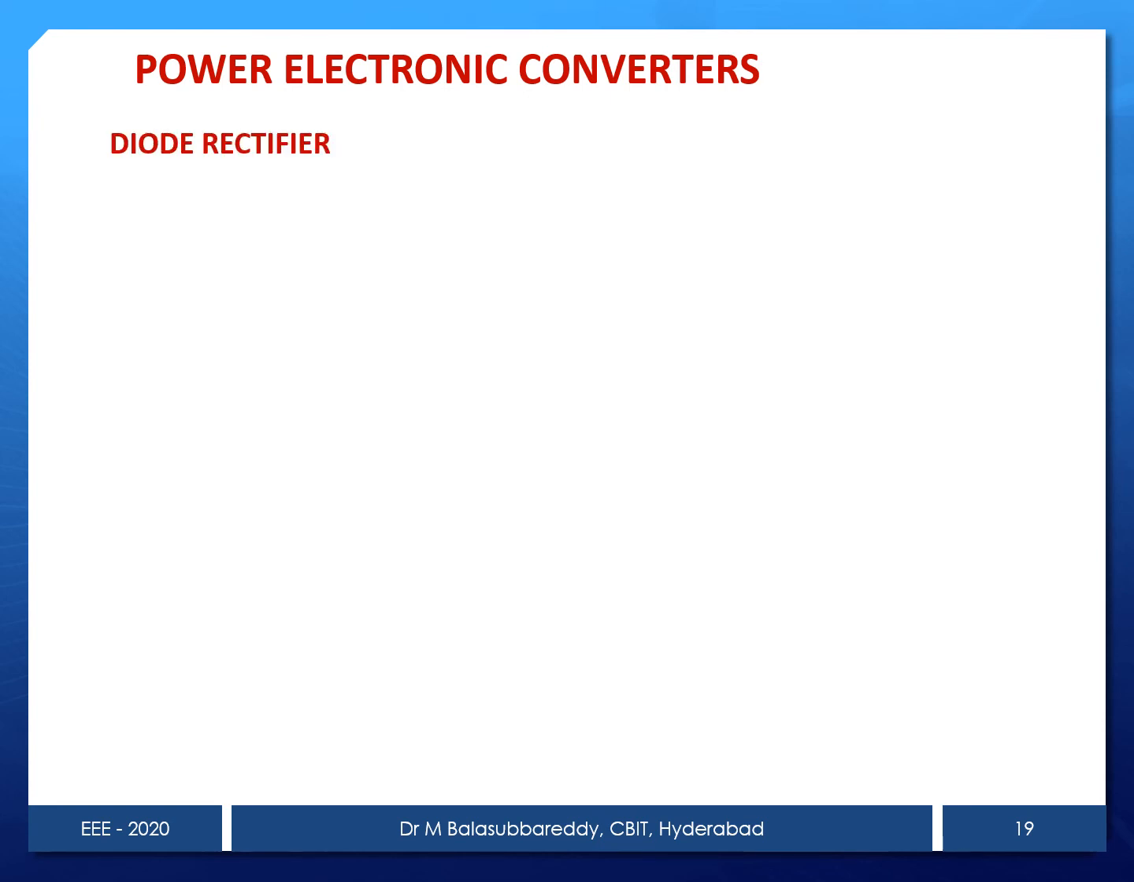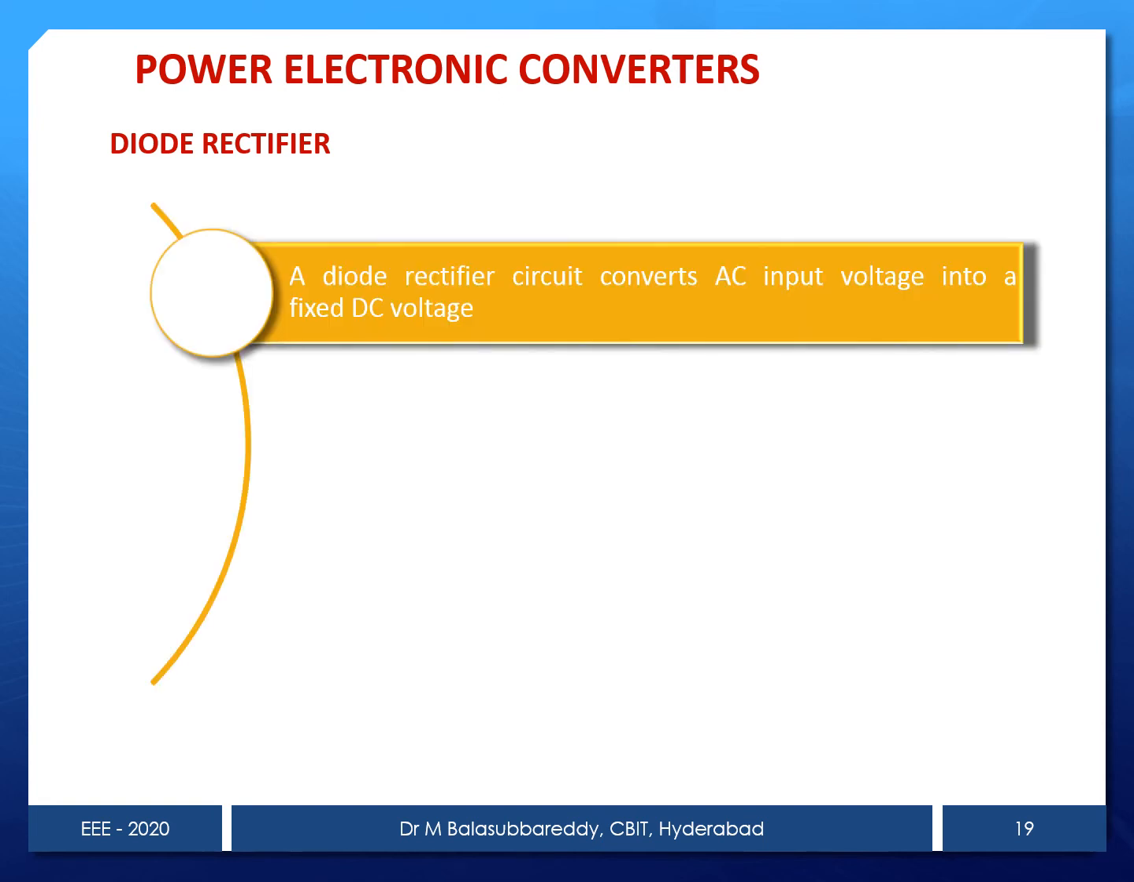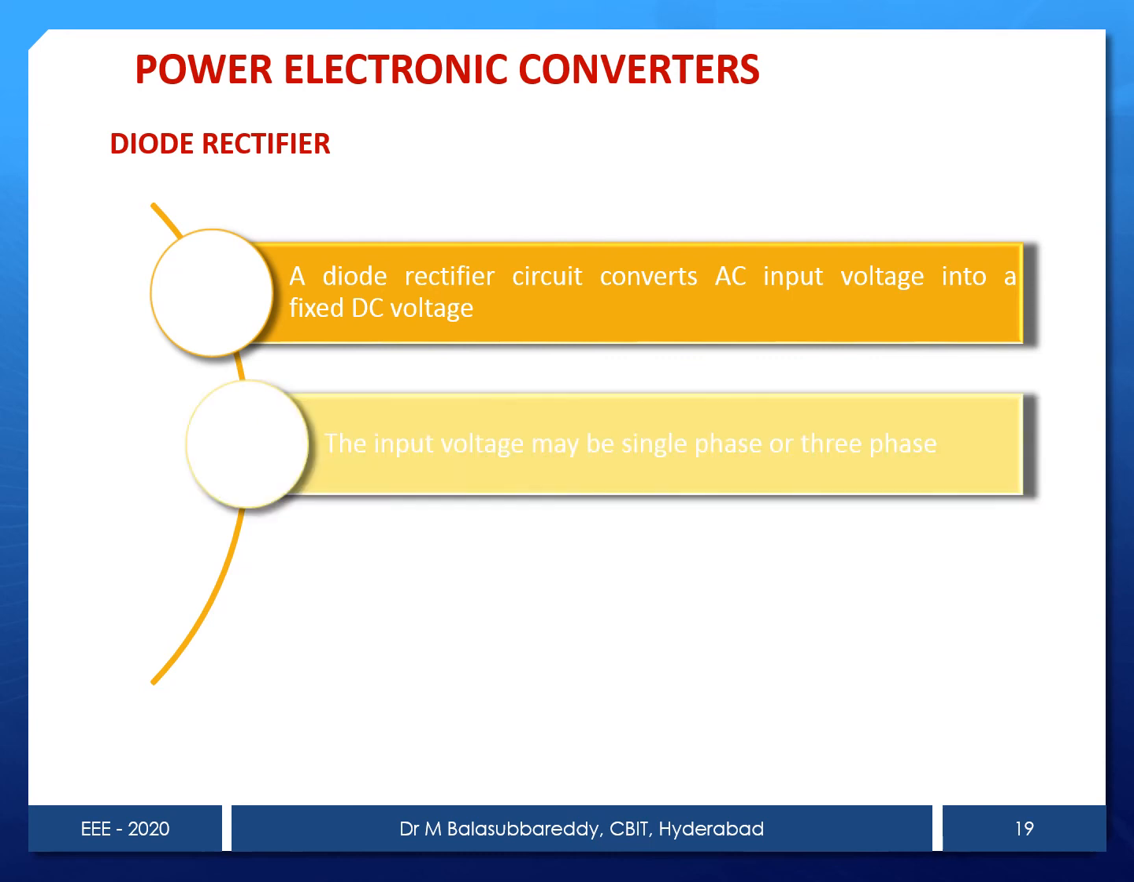Then you can observe, one by one, I gave a brief introduction: diode rectifiers and all. A diode rectifier circuit converts AC input voltage to DC voltage. I mean fixed DC, not variable DC. Here is a diode rectifier. It will convert fixed AC input voltage to fixed DC voltage. That's the reason we call it an uncontrolled rectifier, because it is not controlling the output side. And then the input voltage may be single phase or three phase. We have single phase diode rectifiers as well as three phase diode rectifiers.